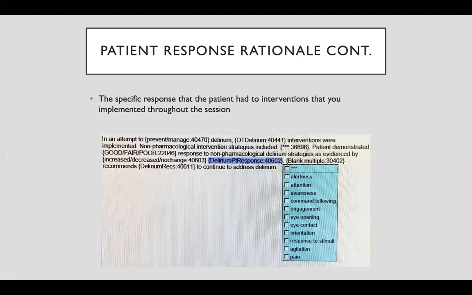And here we're just continuing to rationalize the patient response. So what responses did you see occur to justify the patient had a good, fair, poor response to intervention? And how did you know that your intervention was working? So what did the patient specifically do? For example, you could say increased alertness, increased eye opening, increased orientation, or decreased agitation, or increased agitation. I provided choices, but again, there's also the 3 asterisks to add any other things that you may notice improvement in or decreased functioning in.